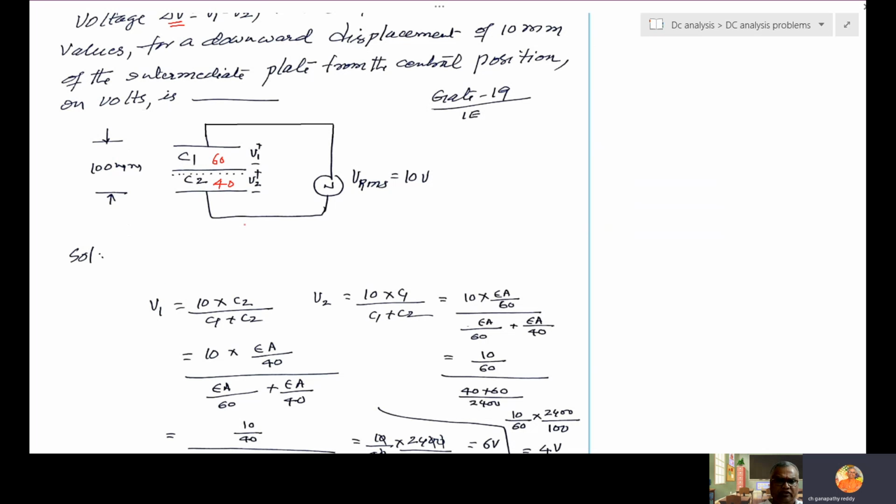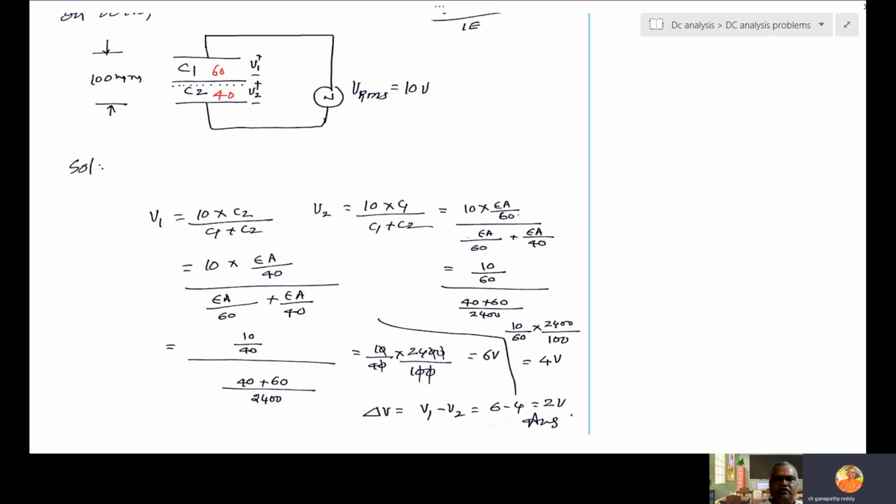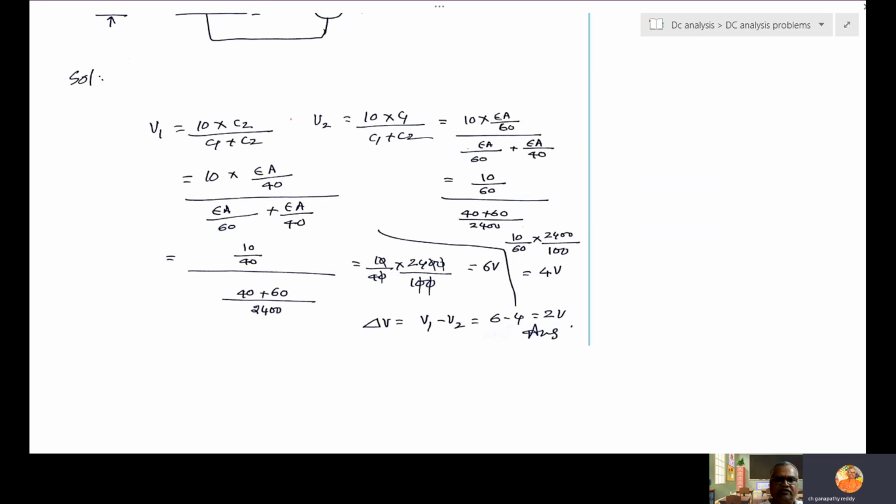So first find V1 and V2, then take the difference. What is V1? 10 into C2 by C1 plus C2. And V2 is 10 into C1 by C1 plus C2. And what is C1? Epsilon A by D. What is D? 60. And the other one is 40. Like that, calculate V2 and V1.